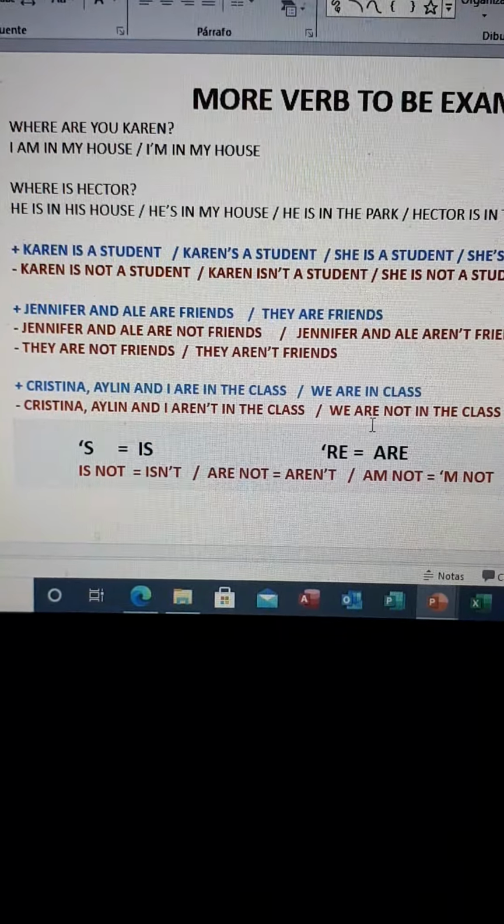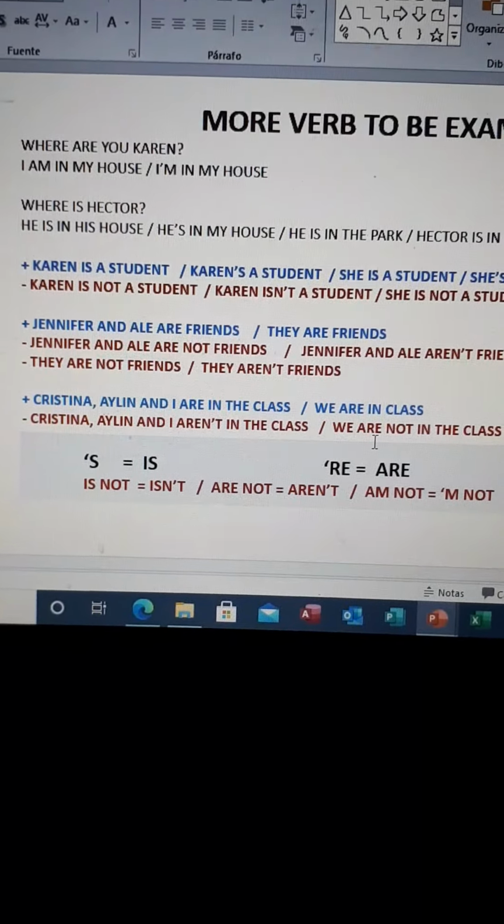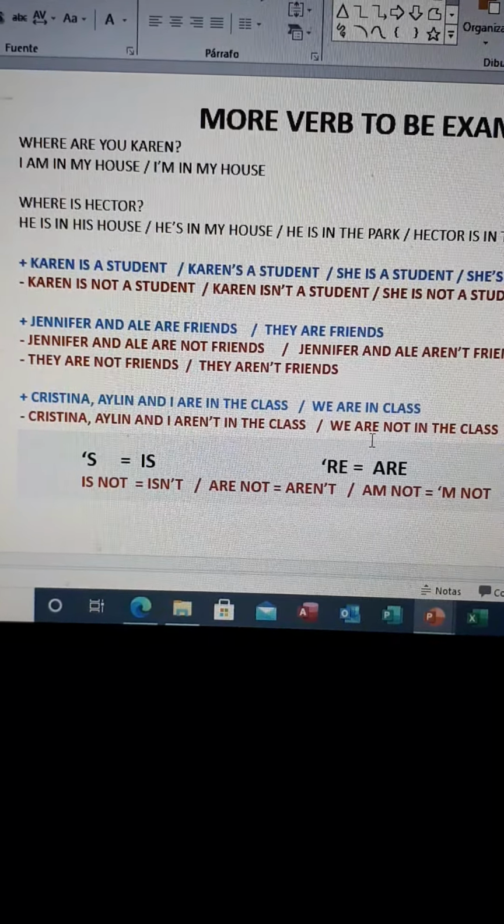So here we have some examples. Where are you, Karen? And you can answer I am in my house or I'm in my house, and both answers are correct. Or for example, where is Hector? He is in his house, or he's in the park, or Hector is in the supermarket. So any of the four answers could be correct, okay?